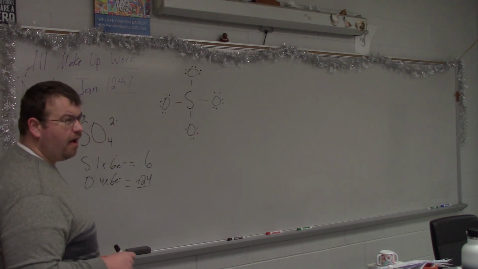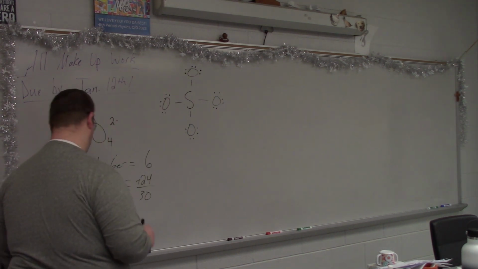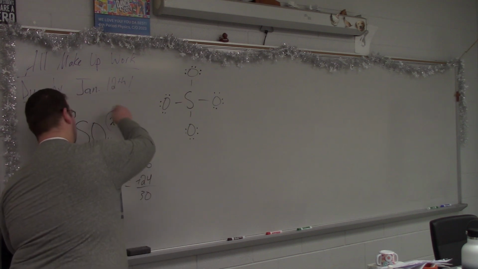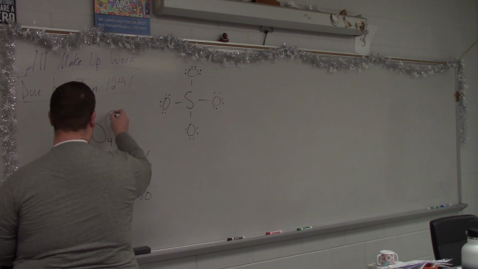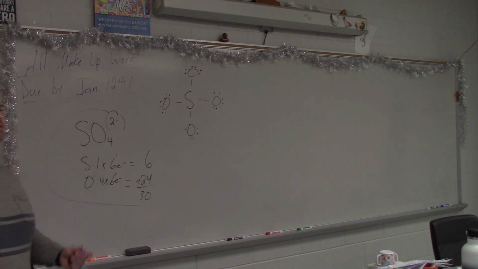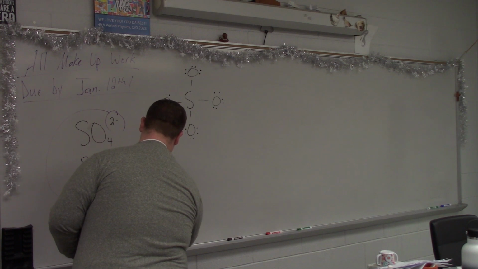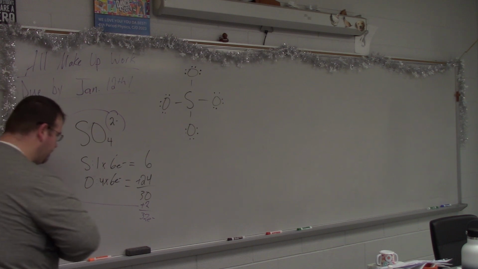Add those together: 6 plus 24 is 30. Am I done? No, I'm not done. Charge. This is where we take the charge into account. That's a negative charge, so have I added or subtracted electrons? Added. How many electrons am I going to add? 2, to give me 32. So I have to show 32 electrons.